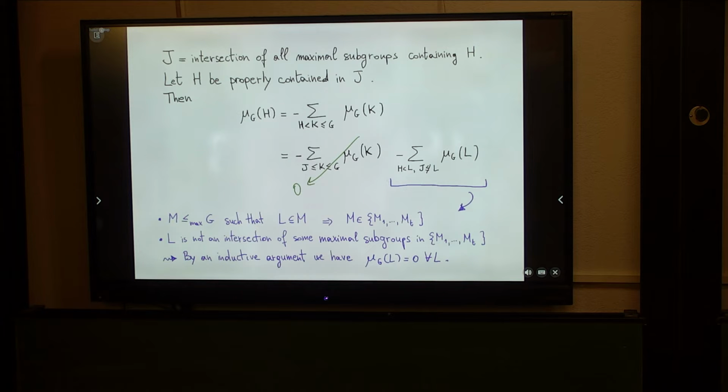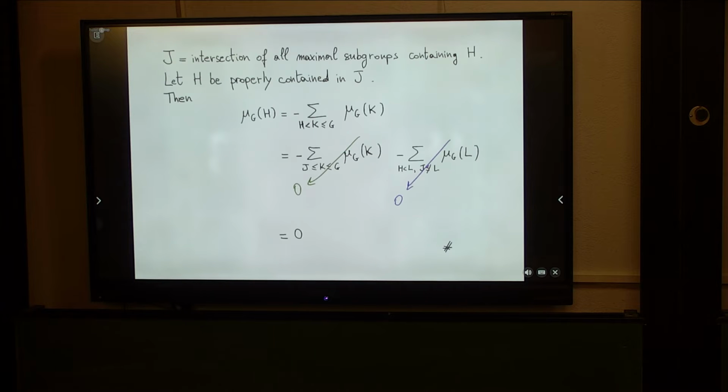And then for the subgroups K that do contain H but are not contained in the intersection of the maximal subgroups, one can prove by an inductive argument that the value of the Möbius function is always zero. And so this part is zero. So we have that if H is not an intersection of maximal subgroups, then the Möbius function of H in G is equal to zero.